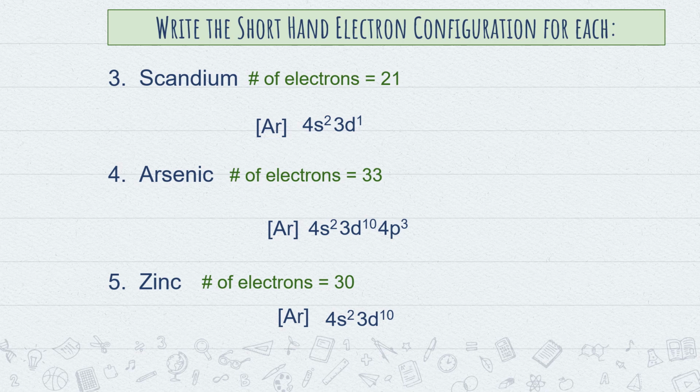Okay, so here we can see they're all argon because they're all in the fourth row, and I just have to fill in whatever's left over. I don't need the first 18 electrons, I just need the last 3 for scandium, the last 15 for arsenic, and then the last 12 for zinc.